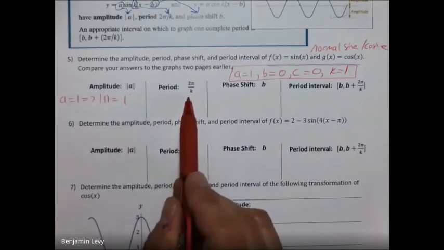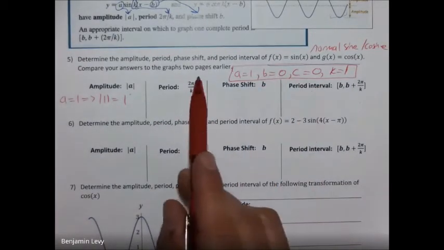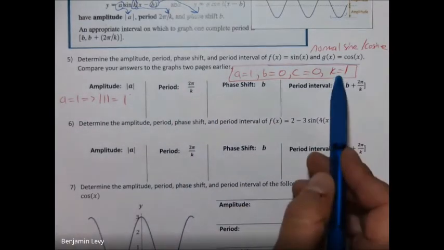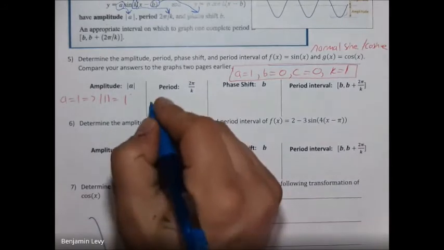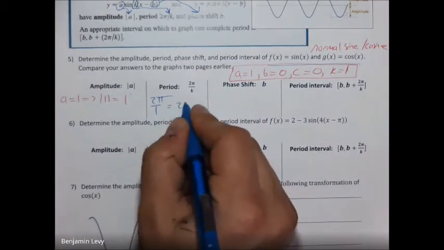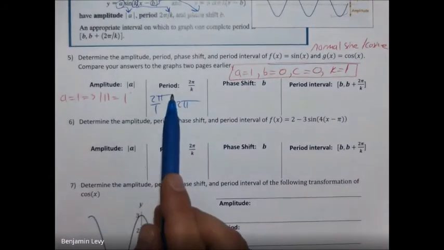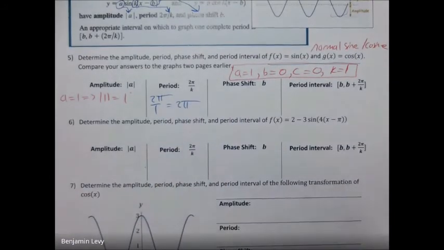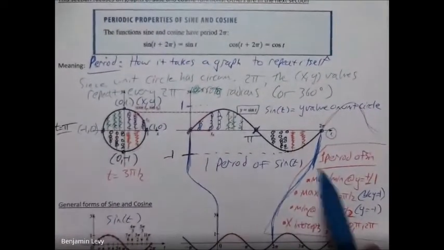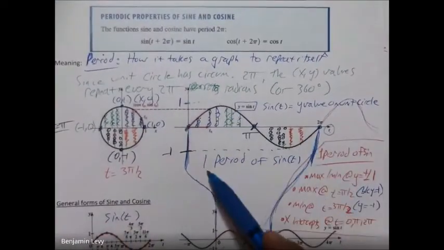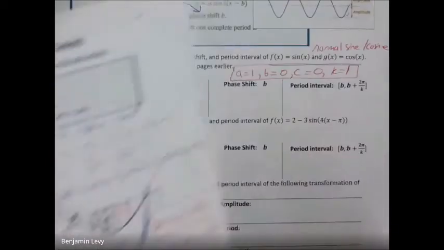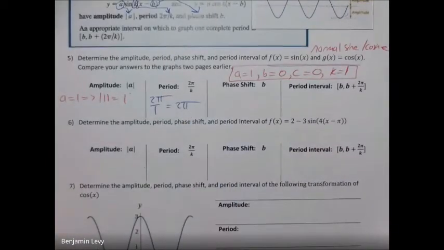The period of a normal sine or cosine graph, you do 2 pi divided by k. In this particular situation, k is 1, and so we'll have 2 pi divided by 1, which is just 2 pi. We already knew that, right? We knew that the period of a normal sine or cosine graph is 2 pi. Again, if I put up this original picture, this was one period of sine. That went from 0 to 2 pi. That's exactly what that says right there as well.